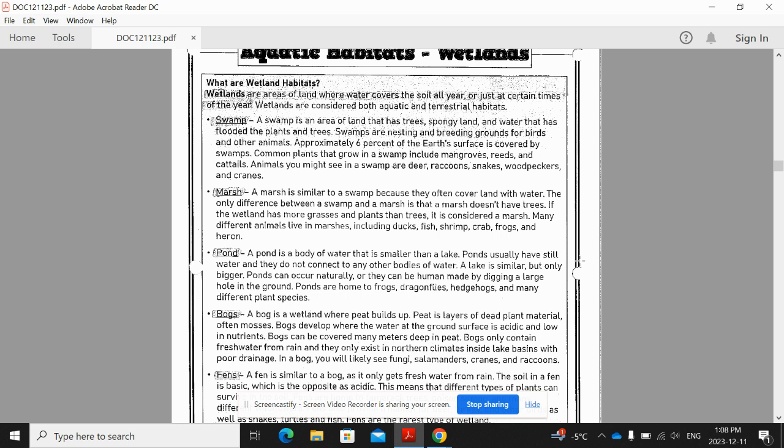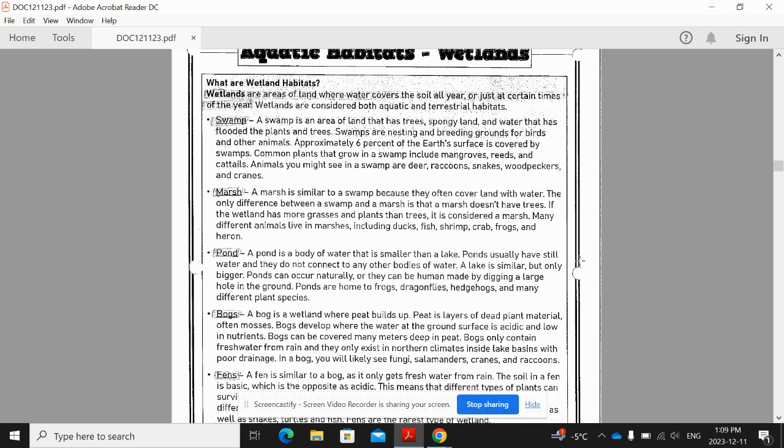Marsh. A marsh is similar to a swamp because they often cover land with water. The only difference between a swamp and a marsh is that a marsh doesn't have trees. If the wetland has more grasses and plants than trees, it is considered a marsh. Many different animals live in marshes, including ducks, fish, shrimp, crab, frogs, and heron.